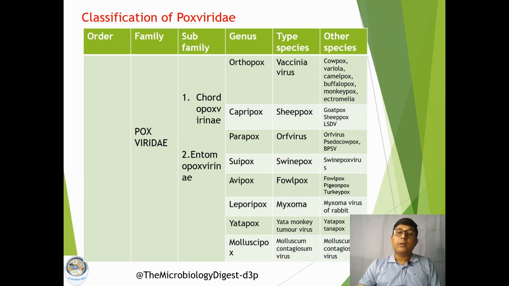Then second is Capripox. Sheeppox is the type species here, and other viruses are goatpox and lumpy skin disease virus. Then Parapox, where orf is the type species, and other viruses include pseudocowpox and papular stomatitis virus. Then Suipox, only one virus, that is swinepox. Avipox includes the pox viruses affecting avian species. Then Leporipox, Yatapox, and Molluscipox are the other genera of the Chordopoxvirinae subfamily.